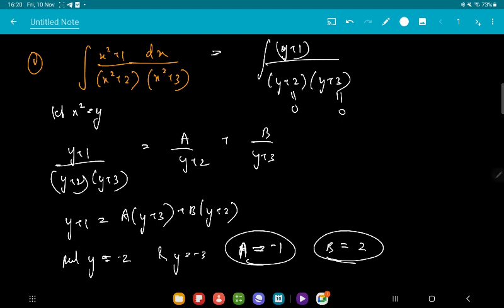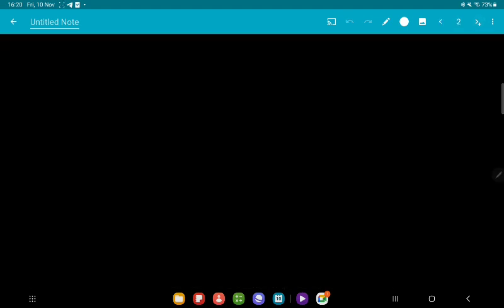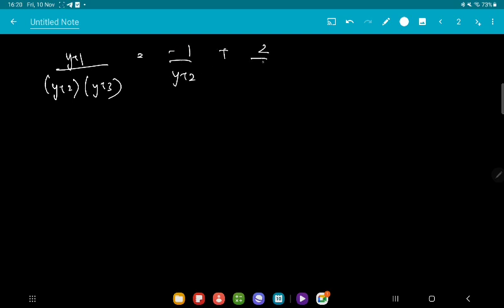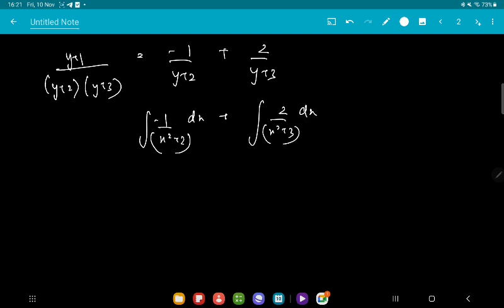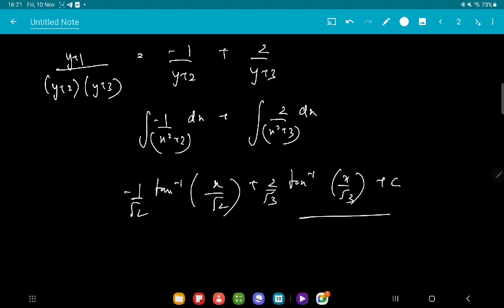Now, after that you have to insert this value into the main fraction: y plus 1 over y plus 2, y plus 3 equals minus 1 over y plus 2 plus 2 over y plus 3. So once you do the integration part now, you will get your answer: minus 1 upon root 2 tan inverse x by root 2 plus 2 by root 3 tan inverse x by root 3 plus c. This will be your final answer. I hope you enjoyed the session.